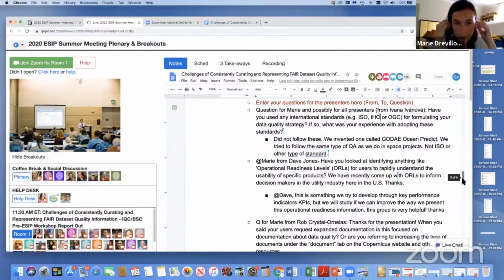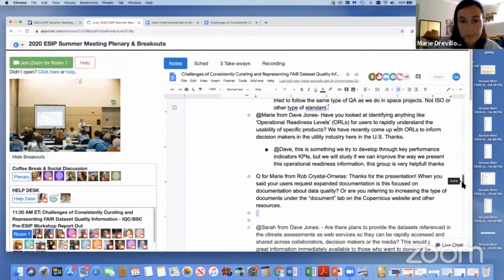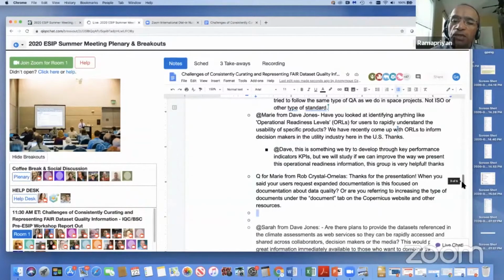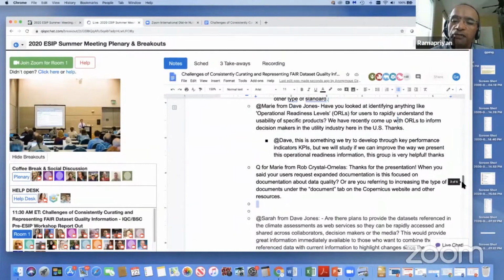Yeah, okay. So the next one, I think you already entered your answer to Dave Jones. So the question was, have you looked at identifying anything like operational readiness levels for users, etc.? And so I believe you said this is something we try to develop through key performance indicators or KPIs, but we'll study if we can improve the way we present the operational readiness information. And this group is very helpful.